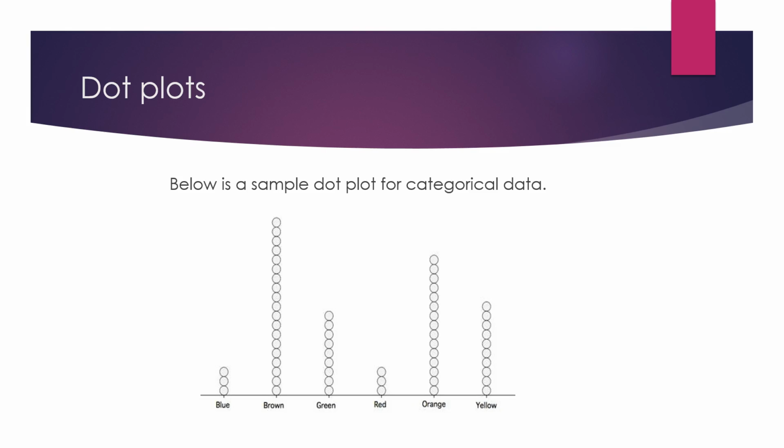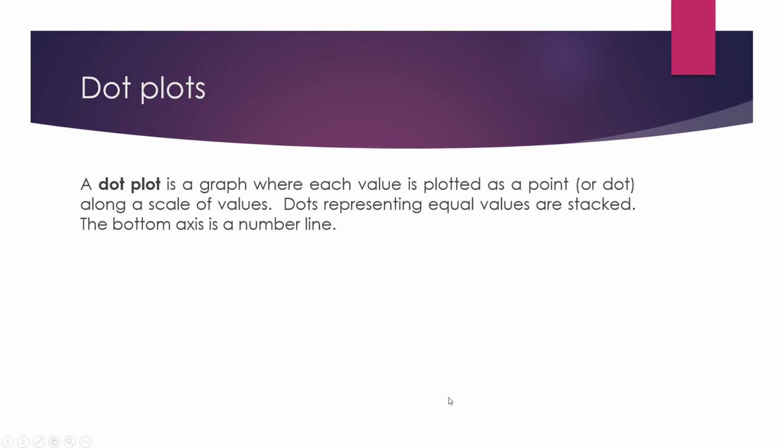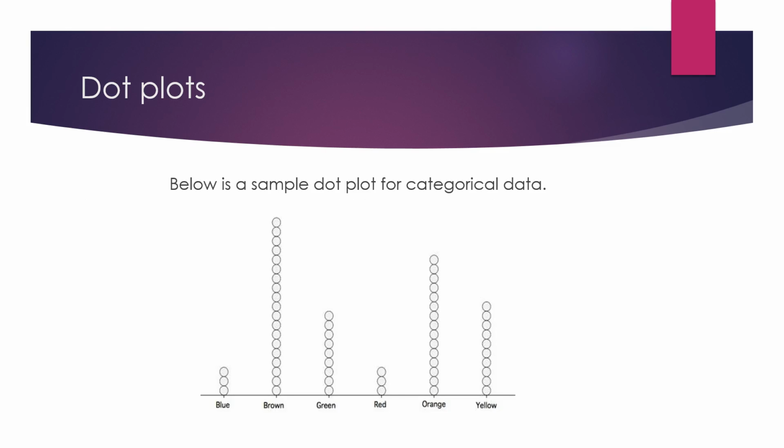So first is a dot plot. A dot plot is a graph where each value is plotted as a point or dot along a scale of values. Dots representing equal values are stacked, and the bottom axis is a number line. So let's look at an actual example for this.